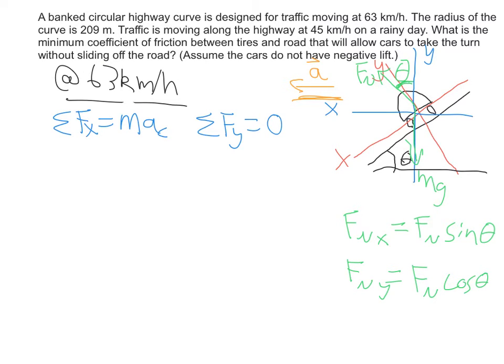So if we come over, looking at the sum of the forces in the x direction, the only force we have in the x direction is the normal force multiplied by the sine of theta, and that's going to be equal to m times a centripetal. What's a centripetal equal to?